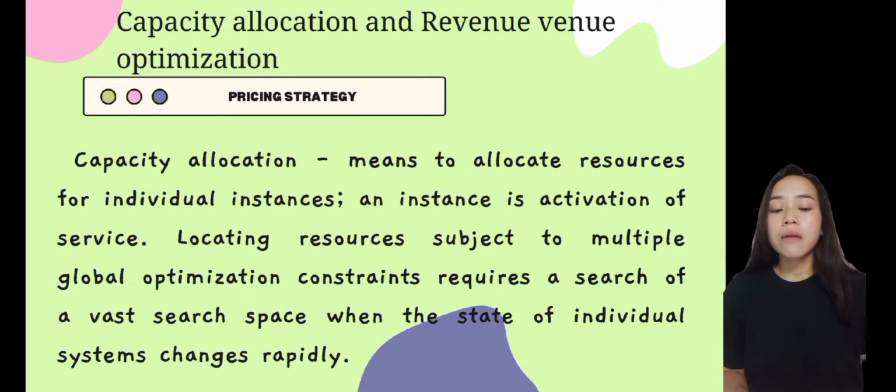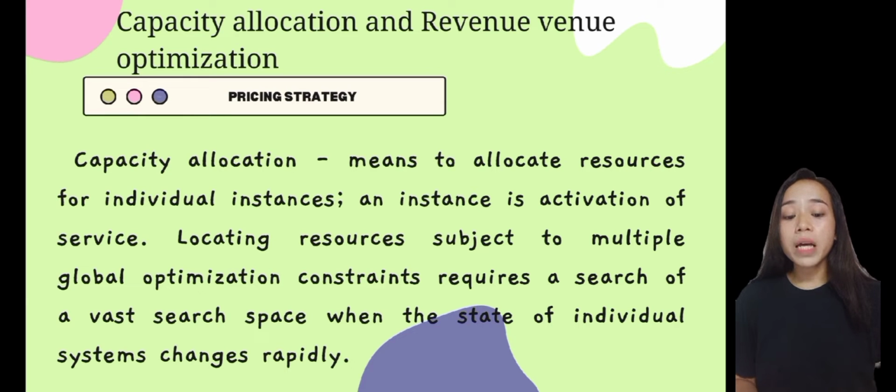Capacity allocation means to allocate resources for individual instances. An instance is an activation of a service. Allocating resources subject to multiple global optimization constraints requires a search of a vast search space when the state of individual systems changes rapidly. The benefit of capacity allocation is to allow a supplier to apportion or distribute output among downstream buyers when submitted orders exceed available capacity, and possibly some buyers will not receive their full request.